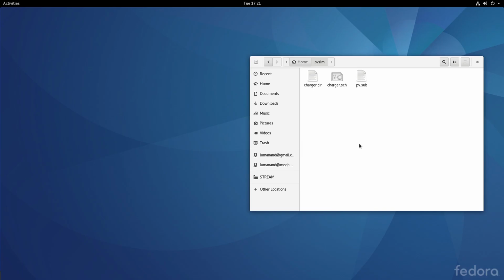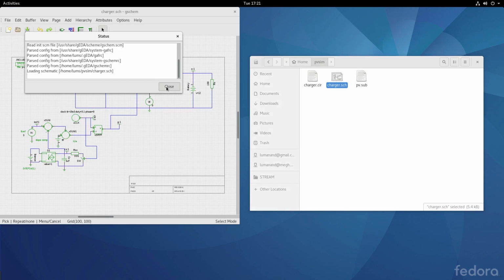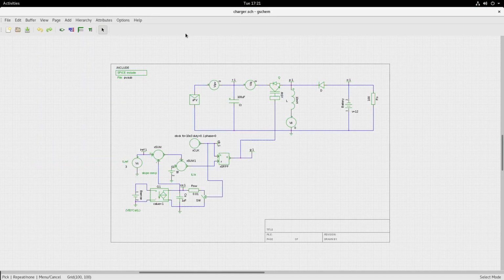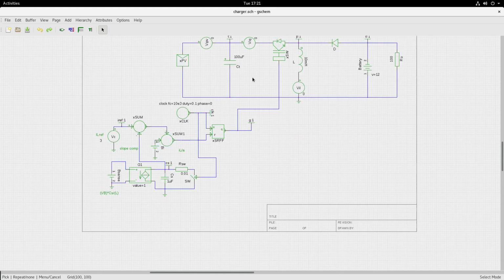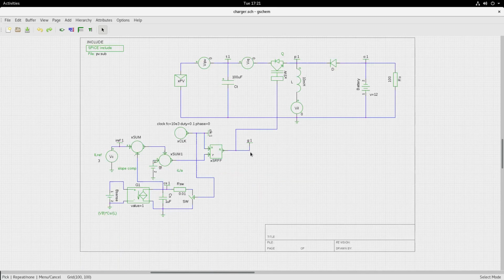Let us now see how we go about simulating the battery charger circuit with current control, with slope compensated current control. So let me open this charger schematic in Gchem. This is the schematic that I have for you. pv.sub, I think you are now familiar with how to include the sub-circuit file. Now this is the schematic.